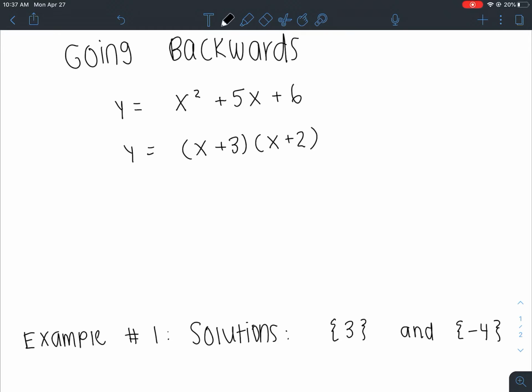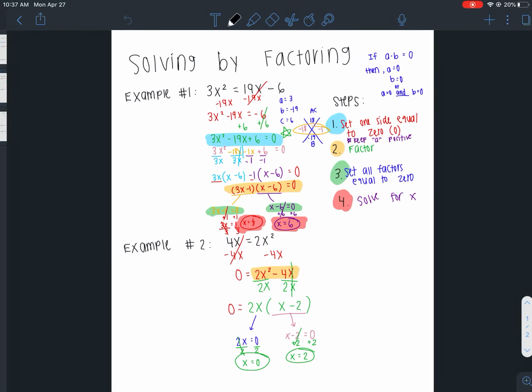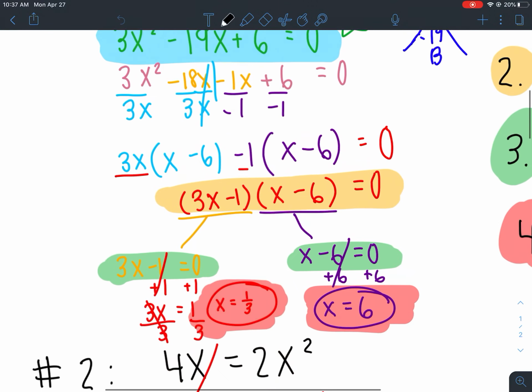This video is going to go backwards from the solutions back to the factored form. So we're going backwards here. Earlier we were solving by factoring, and we would factor, and then we would set our factors equal to 0. So for example, you would factor.